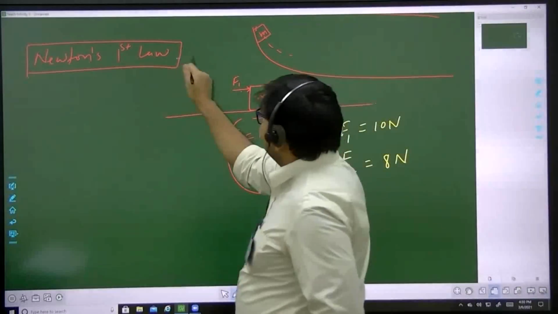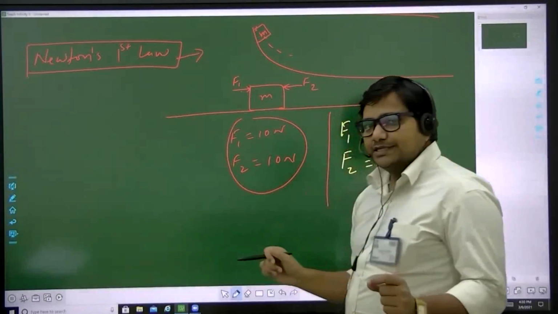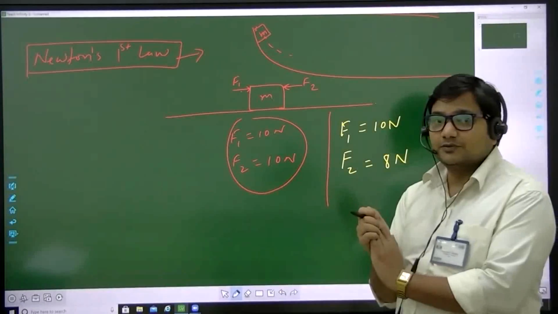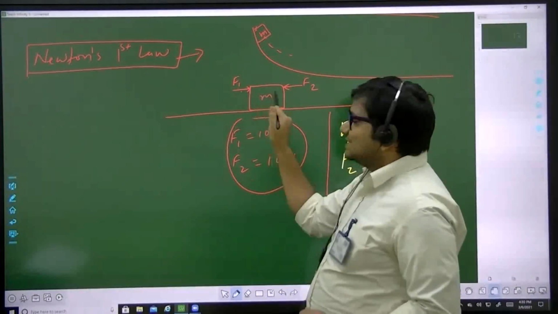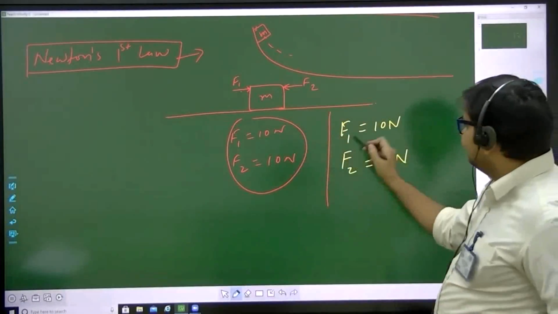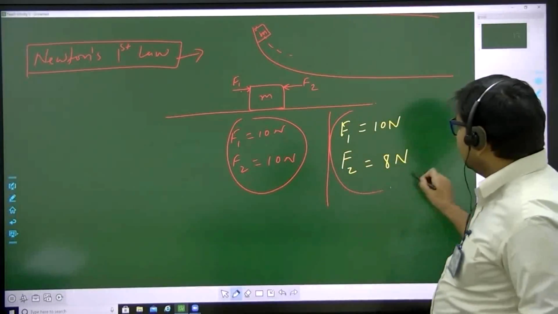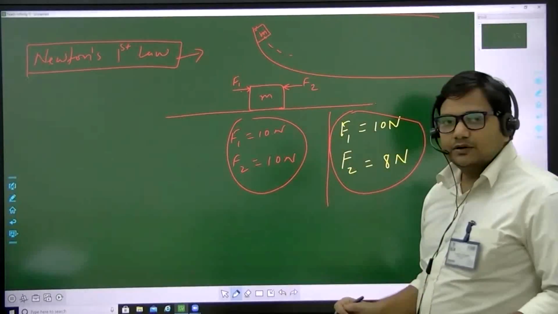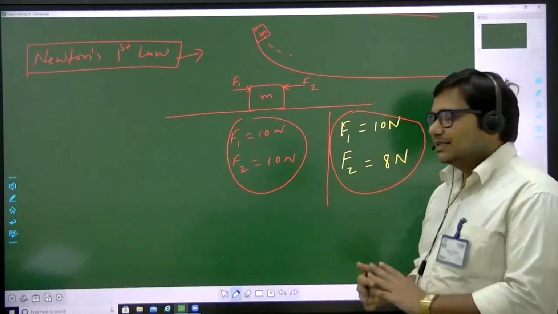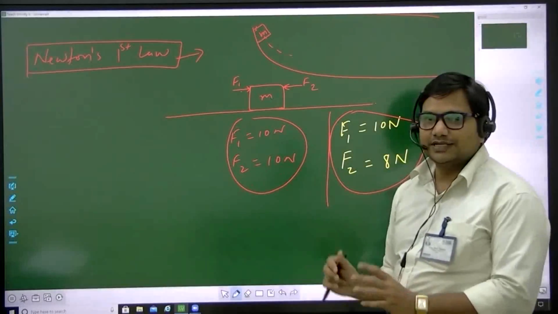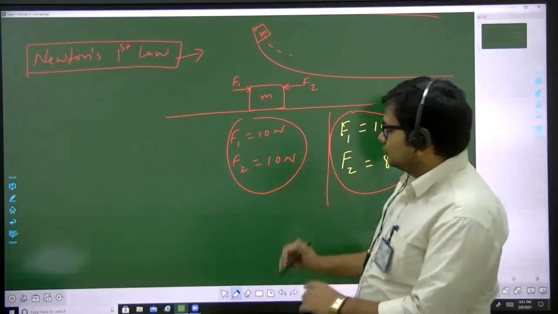So what does the first law say? A body continues to be in a state of rest or uniform motion unless acted upon by an unbalanced external force. This means this object will change its state only if you apply an unbalanced force on it. If balanced forces are acting on it or no forces are acting on it, then this object is not going to change its initial position or initial state of rest. So this is all about it.